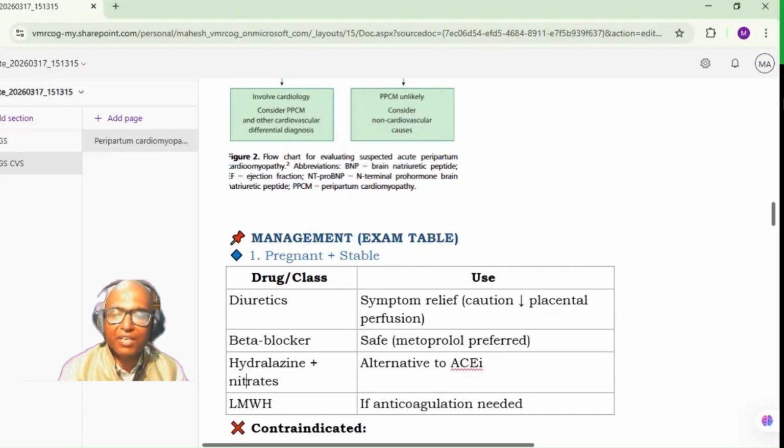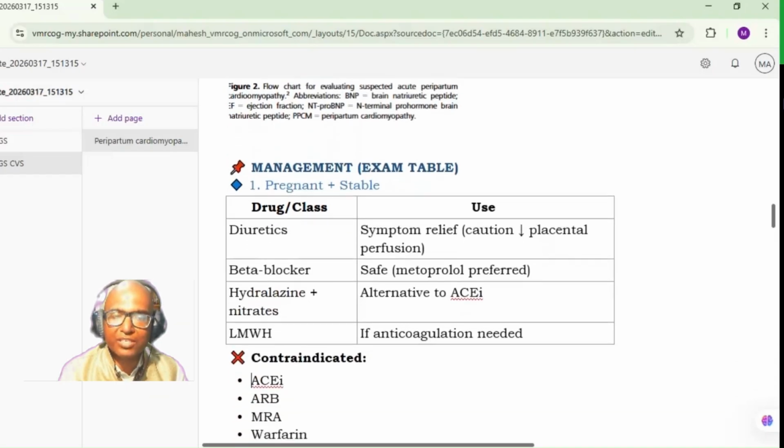The caution is that it will also decrease the placental perfusion. Beta blockers are safe. Metoprolol is preferred. Then hydralazine plus nitrates, an alternative to ACE inhibitors. Low molecular weight heparin if anticoagulation is required.